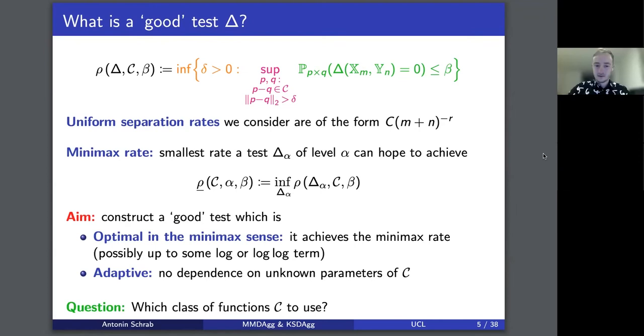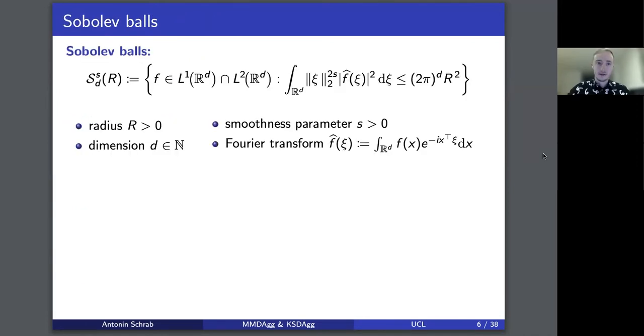So we're asking what class of functions should we use for C. As a reminder, we assume that the difference between P and Q lies in C, but we don't have regularity assumptions on P and on Q, only on the difference P minus Q. And as a class of functions, we'll use the class of smooth functions called Sobolev balls. So these are functions that lie in L1 and L2, so they're integrable and square integrable.